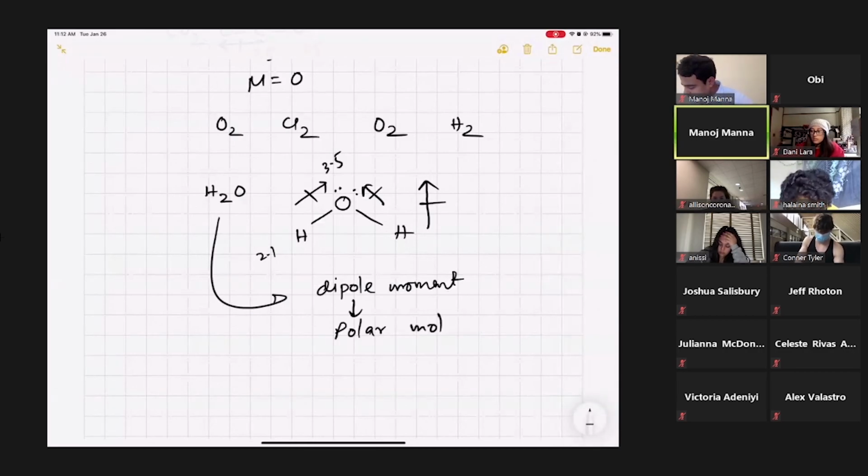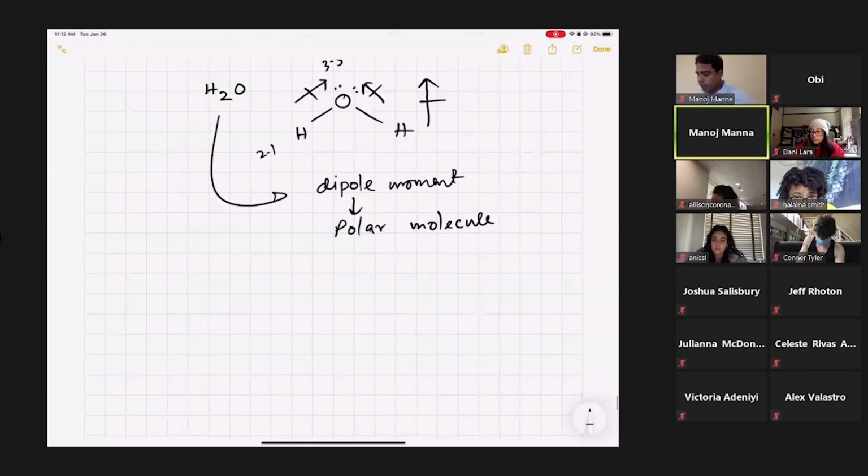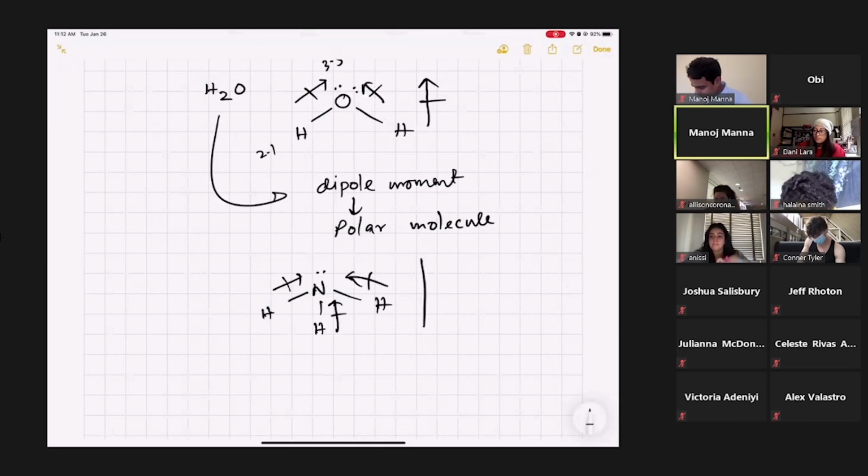So whenever you have, so do you understand that? Let's see one more example. Let's say nitrogen, lone pair, you have hydrogen, hydrogen, and hydrogen. Again, between this hydrogen and nitrogen, this direction dipole moment, this direction dipole moment, this direction dipole moment, resultant direction, this one. So mu greater than 0. So there you have a dipole moment, right?